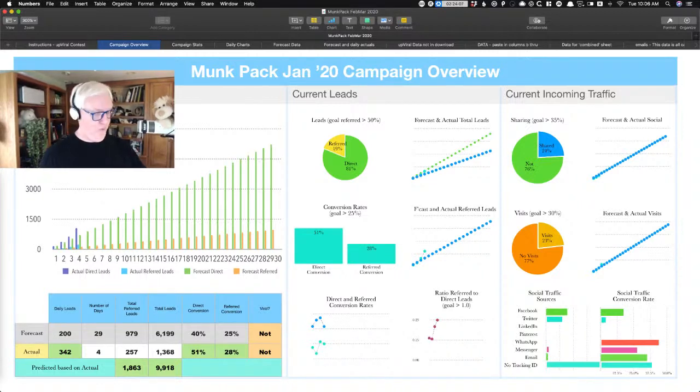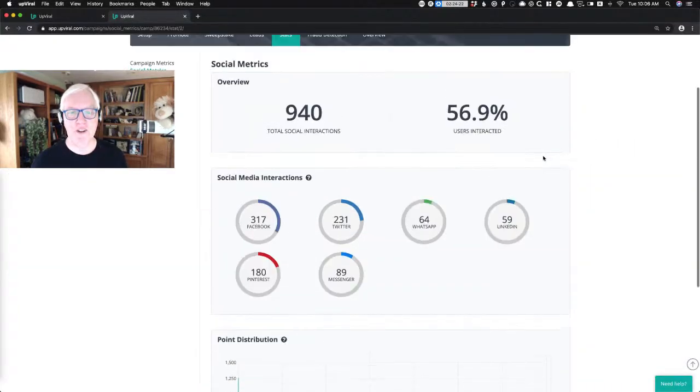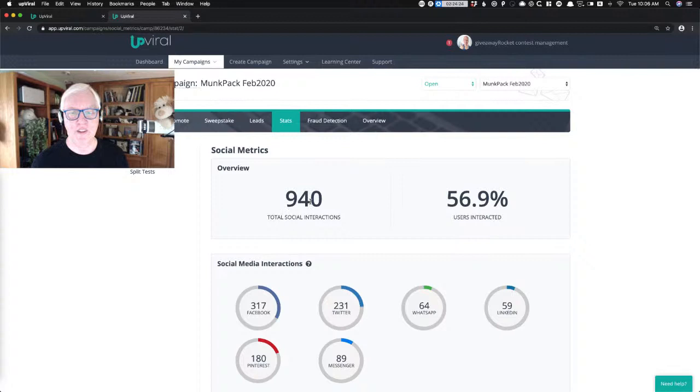What do you think? Would you pay attention to something like this? Things that I look at on a regular basis is this sharing. How many people are actually sharing in a campaign? If I switch back over to UpViral, you see 940 social interactions. Well, I don't get to see how many leads I have, right? In this particular case, I don't know how many leads I've got.